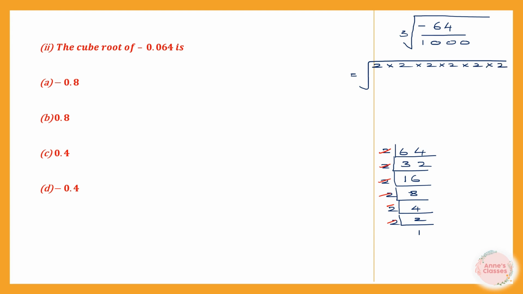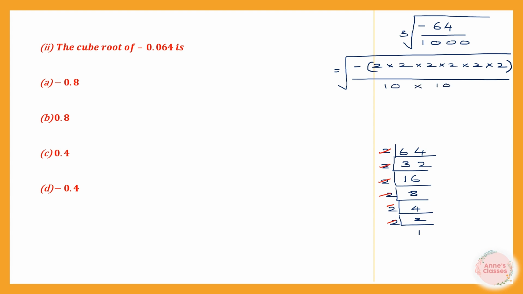Now there is a minus sign. So we can put it this way, minus of all these factors. Remember that the cube root of a negative number is always negative. So I've put the negative sign outside here and put only the factors inside. And in the denominator, we have 1000. Now we can find all the factors of 1000 just like we did for 64. Or we can write 1000 as 10 into 10 into 10, 3 times so that it will give us 1000. So that is easier. 10 into 10 into 10.